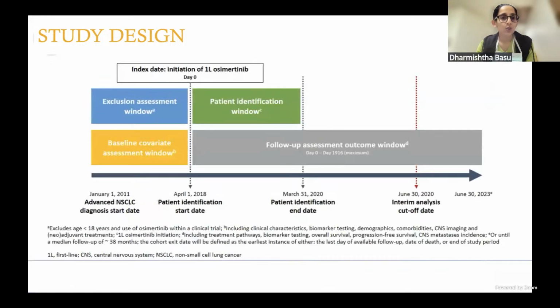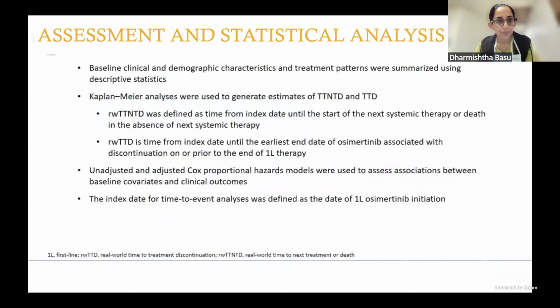So this is the study design, where we take day 0 to be the index day of initiation of first-line osimertinib. This corresponds with April 1st of 2018. And the follow-up and assessment outcome window, the patient identification end date, runs till March 31st, 2020. The interim data analysis date is June 30th of 2020, and it was planned to continue till June of 2023. The baseline clinical and demographic characteristics and treatment patterns were summarized using descriptive statistics. Kaplan-Meier statistics were used for TT, NTT, and TTD. And Cox proportional hazard models were used to see the association between covariates and clinical outcomes.